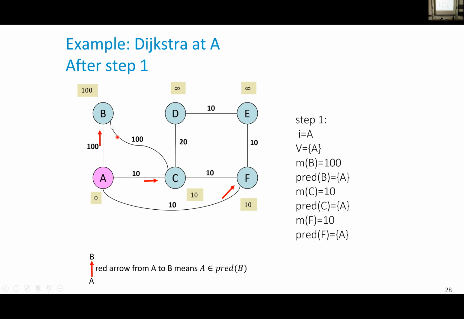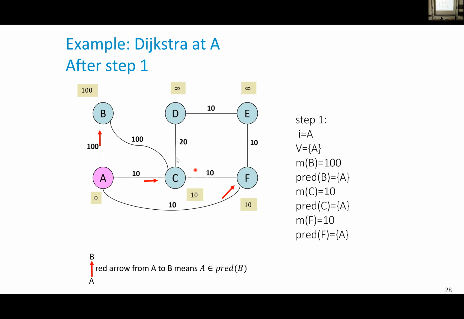So we can know that to B, I have a direct link with a distance of 100, to C a direct link with a distance of 10, and same for F. So for B, C, F, I can estimate the best distance known so far to be the values that are shown here. For D, E, the distances are still infinite.